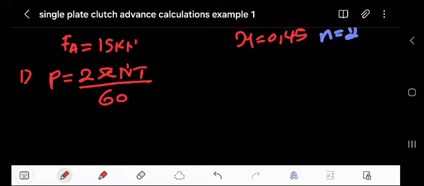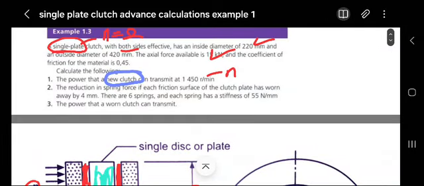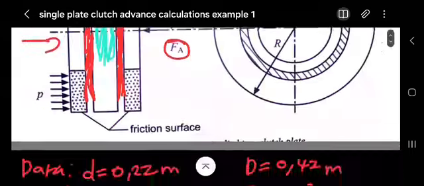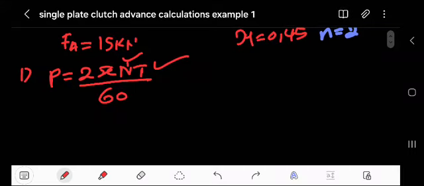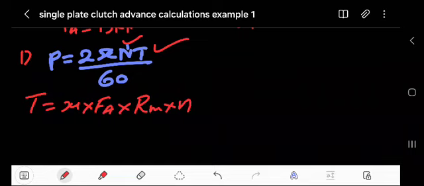So for us to get the power, we need to find the torque. N we are given here in this question. So the aim is to calculate the torque. If you can find the torque, then we can get the power. As we know, torque is equal to coefficient of friction multiplied by axial force multiplied by Rm multiplied by n, the number of contacts.